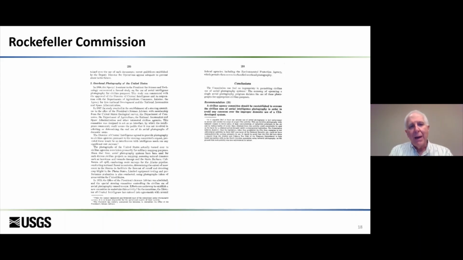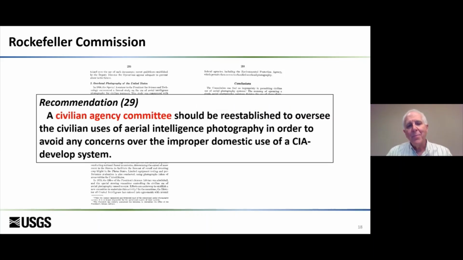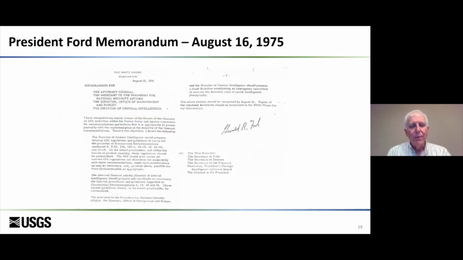That report also made a recommendation, number 29, that a civilian committee should be reestablished. The earlier committee President Johnson established had been disbanded by this time. So the report recommended that a committee be established to provide the necessary oversight and coordination. Now, that report went to President Ford. He provided answers to what recommendations he was going to take.